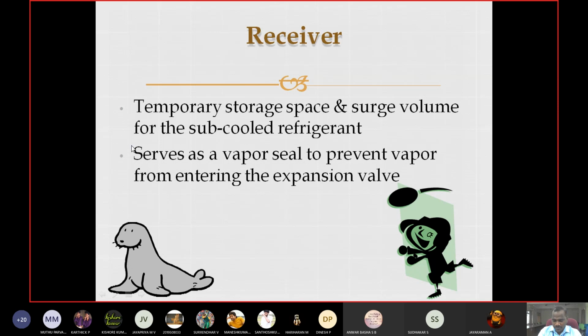Then the component receiver is attached here with temporary storage space and surge volume for this subcooled refrigerant. So in this region, the refrigerant will be in the subcooled liquid stage. Because of that, we can have this receiver. This serves as a vapor seal to prevent vapor from entering the expansion valve. So for the smooth function of the TXV, this expansion valve, we have this receiver in the system.